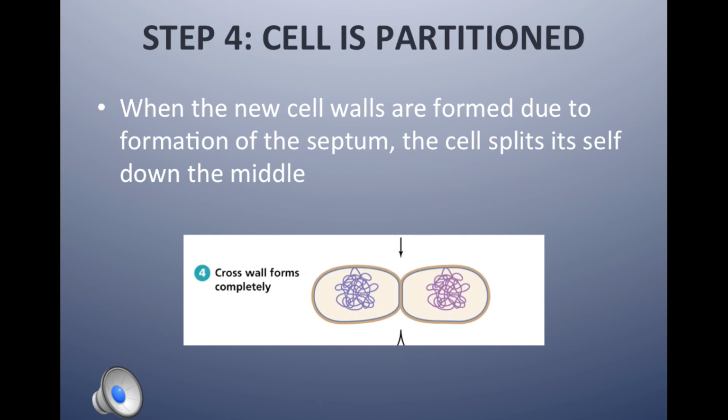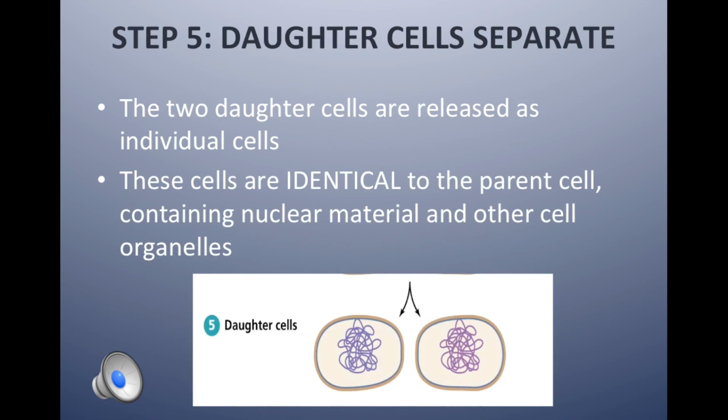Step number 4 is the cell is partitioned. When the new cell walls are in place due to the formation of the septum, the cell splits itself down the middle.